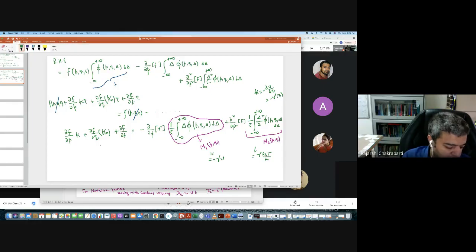And I do a change in variable. I take mass equal to 1, and I call position x. If mass becomes 1, then P is V. So if I do all this and I take these two terms to the other side, what I'm going to get is del F del T. Of course, this F is a function of x, v, and t.